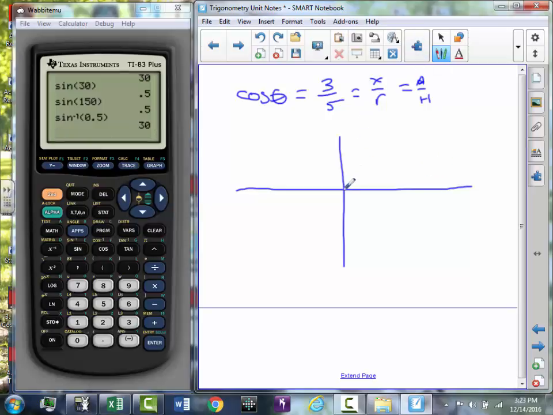So if I were to plot this, I could have a 5 right there for my radius, and my adjacent could be 3.